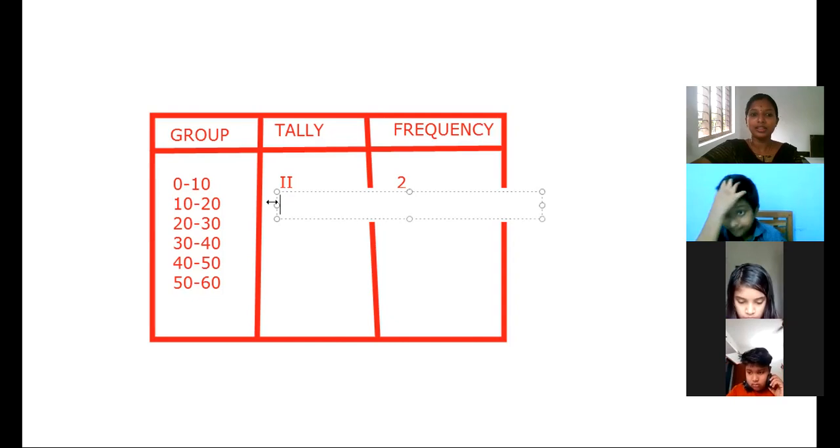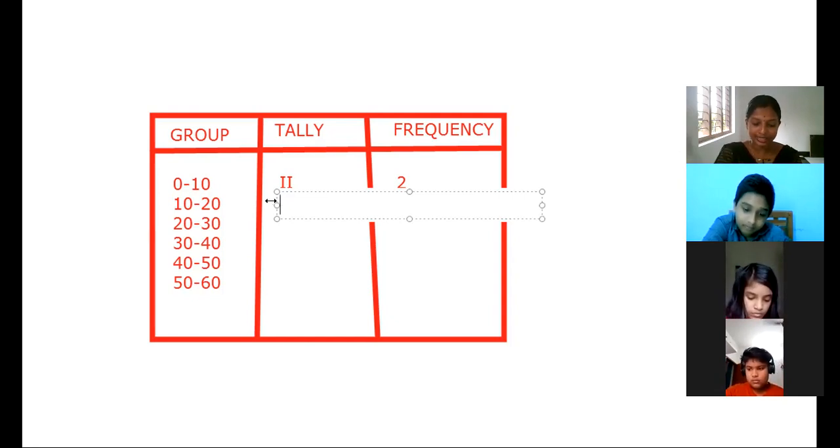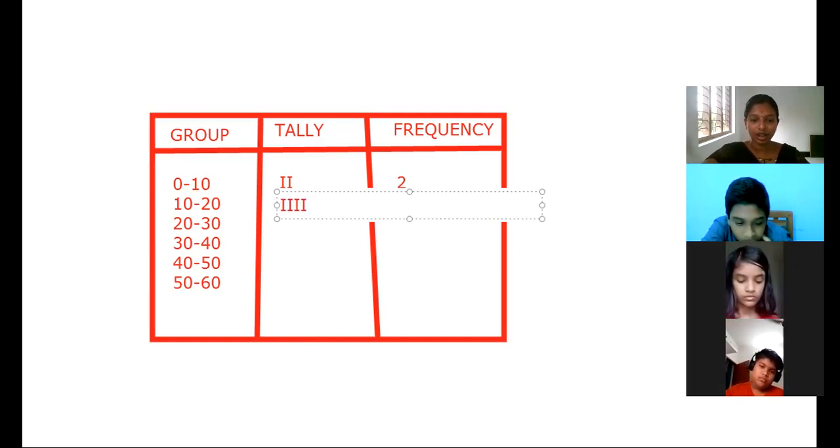Yes, Miss. Okay. Then look at the group 10 to 20. How many students acquired marks between 10 and 20? You can include the 10 also. That is, how many 10s are there and how many marks are there between 10 and 20? You can see there is 10, 12, 15, 18, 19, and again 10, 16, 18, 16 and 17. How many tally marks do we have to mark here? I think there are 10 students who acquired marks between 10 and 20. So we have to mark 10 tally marks here. How will you mark 10 as a tally?